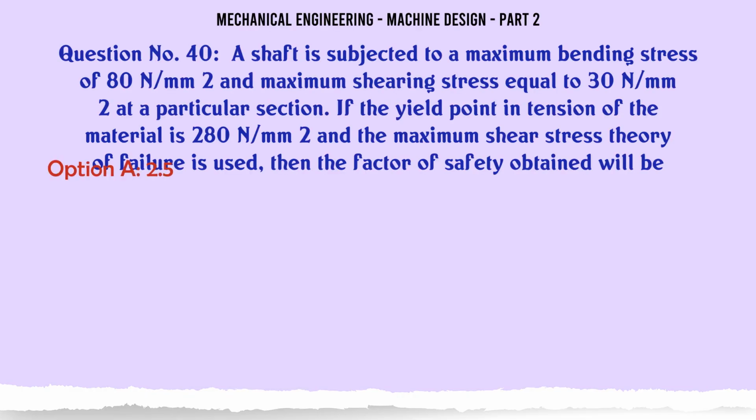A shaft is subjected to a maximum bending stress of 80 N/mm² and maximum shearing stress equal to 30 N/mm² at a particular section. If the yield point in tension of the material is 280 N/mm² and the maximum shear stress theory of failure is used, then the factor of safety obtained will be A. 2.5, B. 2.8, C. 3.0, D. 3.5. The correct answer is 2.8.